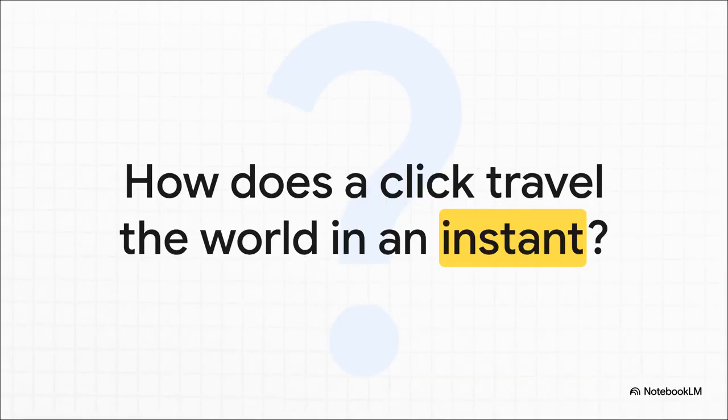Seriously, it feels like actual magic, right? You click, and a website from halfway around the world just appears. But you know what? It's not magic. It's a system. A brilliantly designed system of addresses, digital envelopes, and super-fast postal workers, all moving at nearly the speed of light. So how does that one little click manage to travel the entire world?